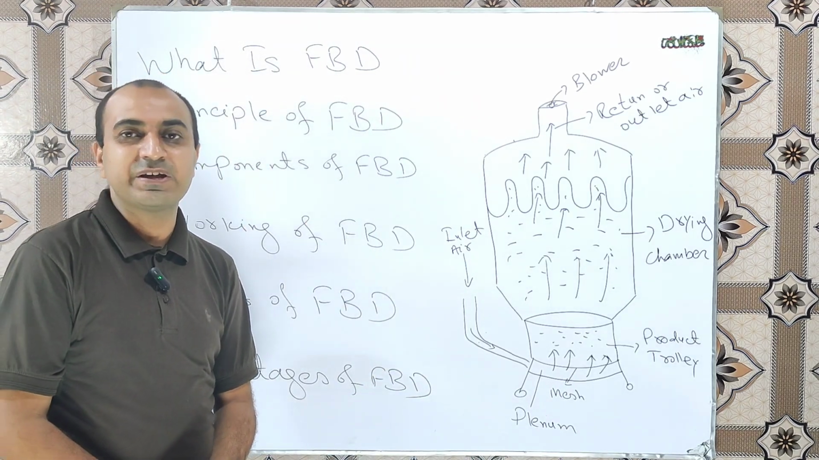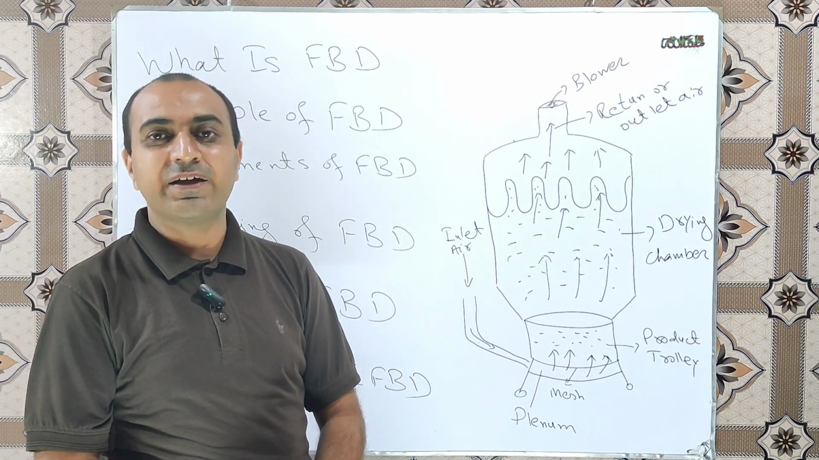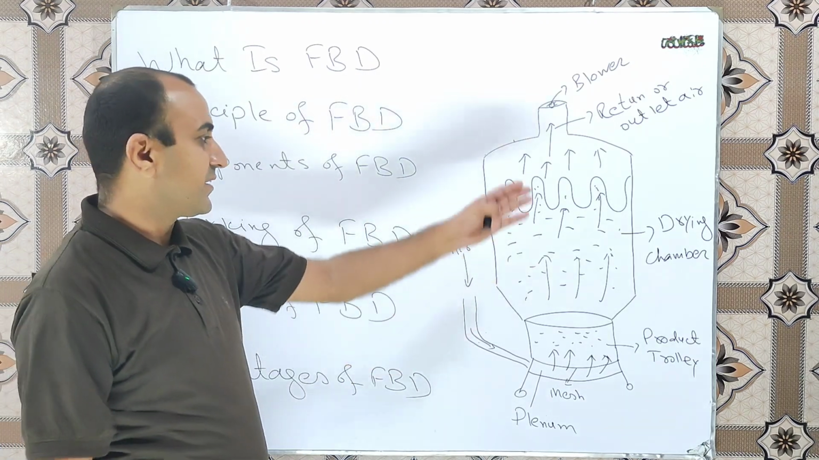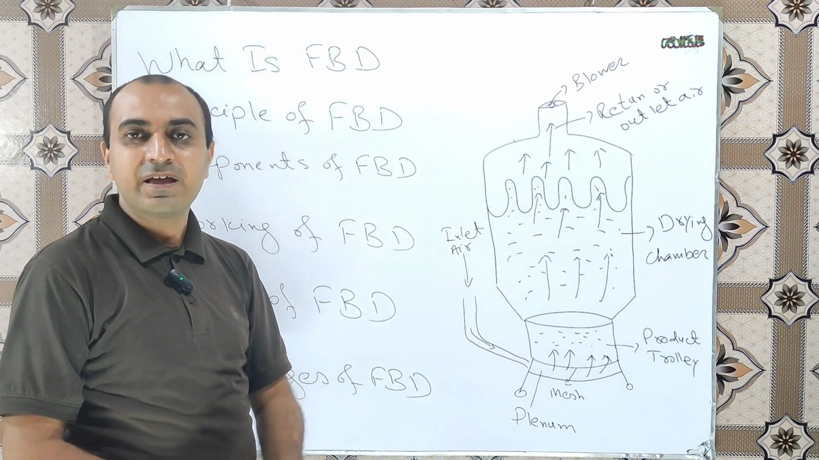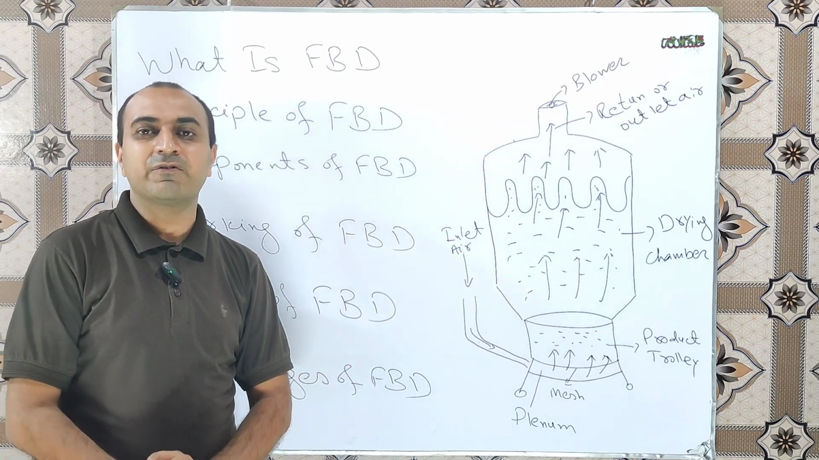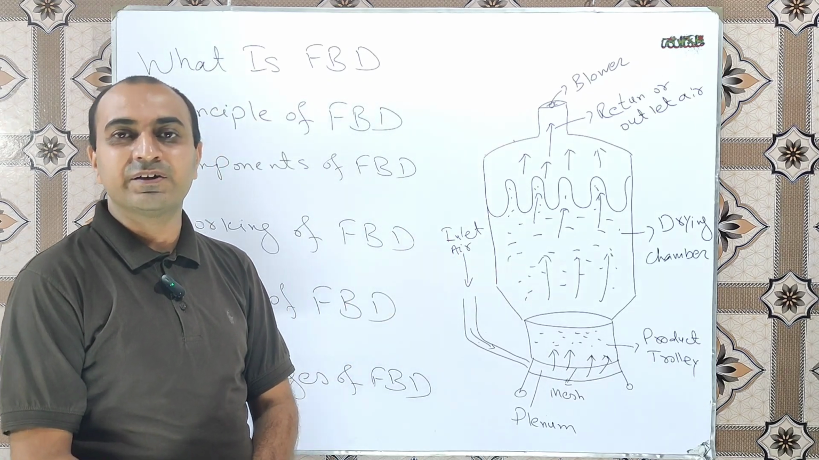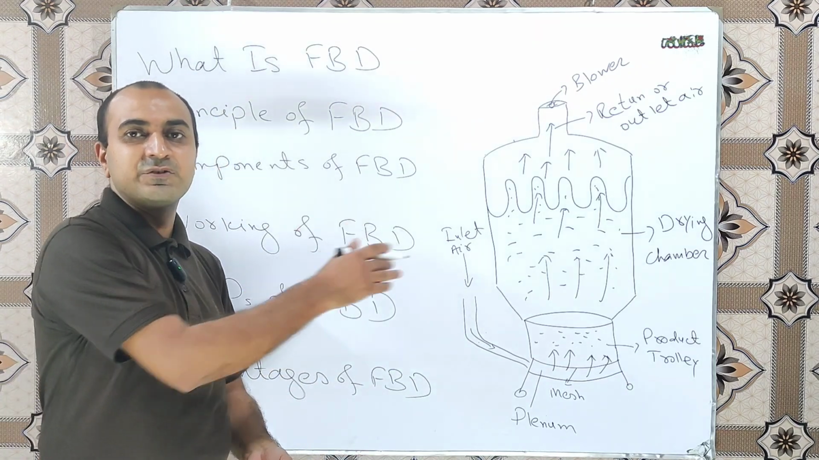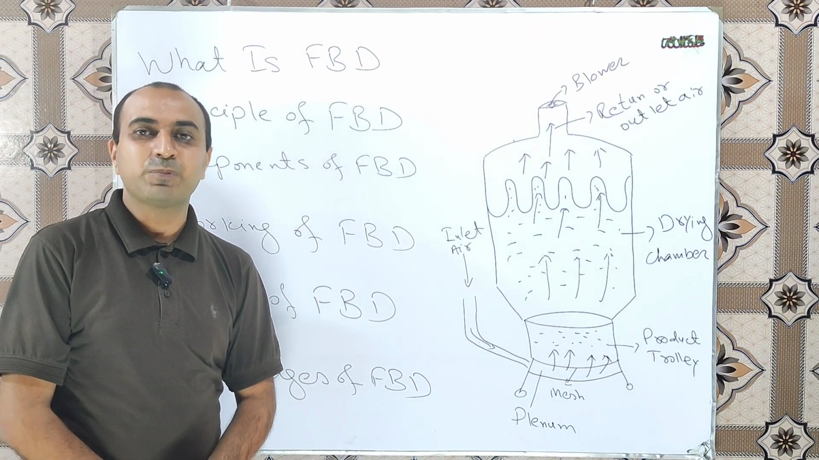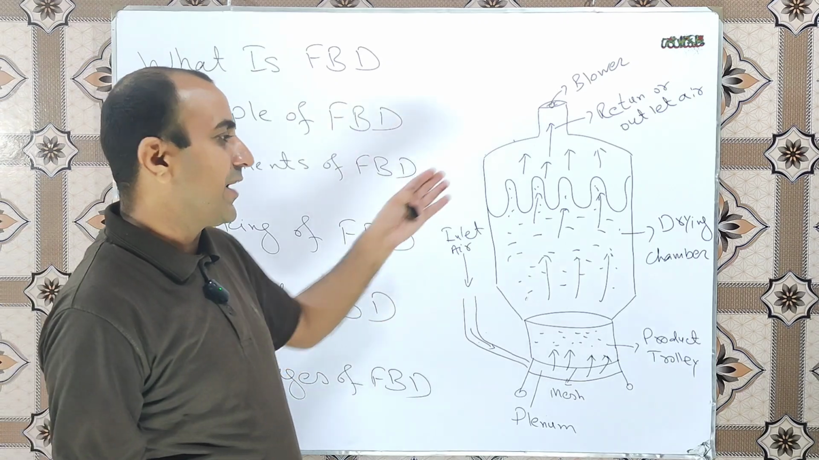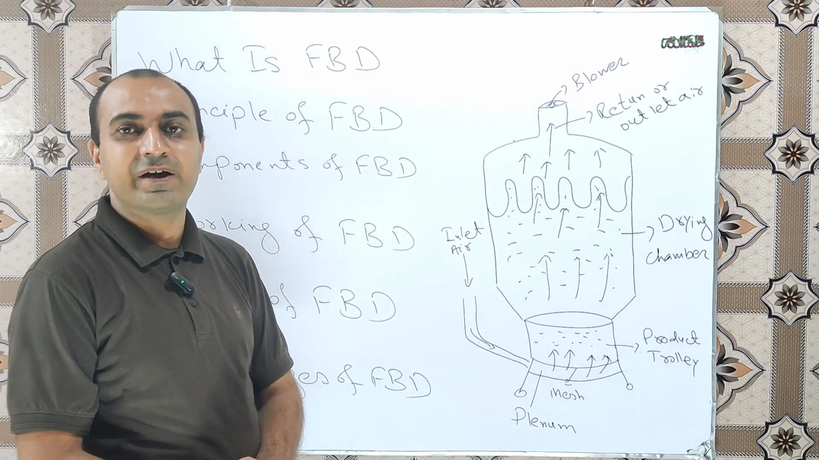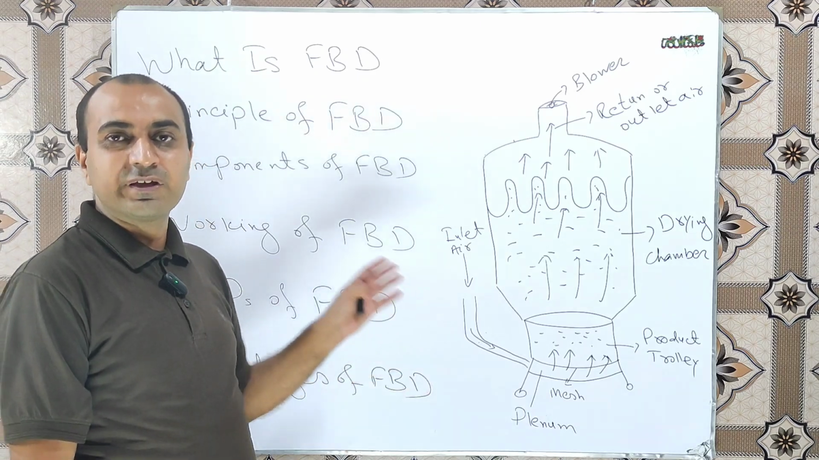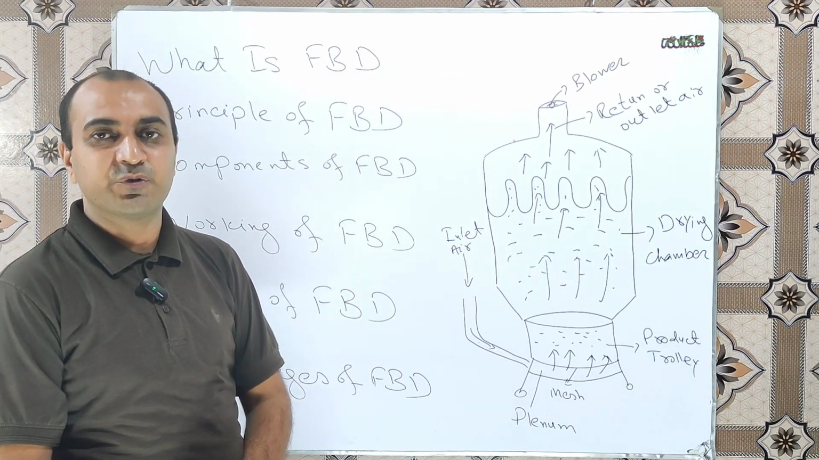What is the FBD? FBD is fluidized bed dryer or fluid bed dryer. You can see a rough diagram of the FBD. It is one of the most important equipment used in pharmaceutical industries for the wet granulation process, and its function is to dry our wet product. Meaning, we use FBD or fluidized bed dryer to dry the granules. So it is used in the wet granulation process.